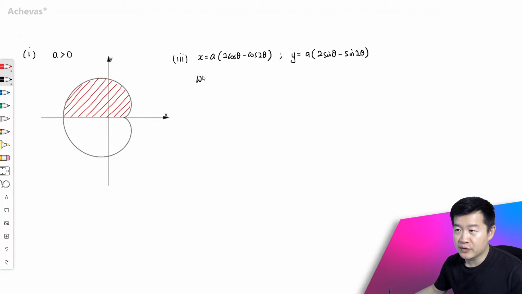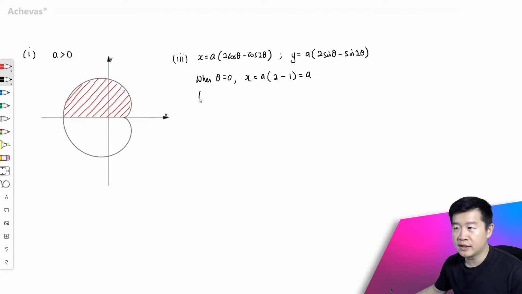The 3 values of theta that we found in part 2: when theta is equal to 0, x is going to be equal to a times 2 cosine 0. Cosine 0 is 1, so it is 2 minus this cosine 2 theta. It is going to be cosine 0 again, which is 1. So 2 minus 1, this is going to give me an a.